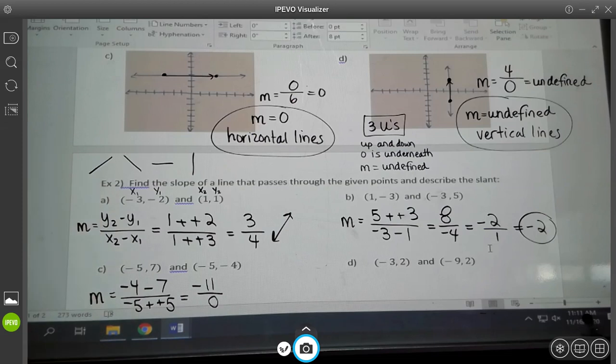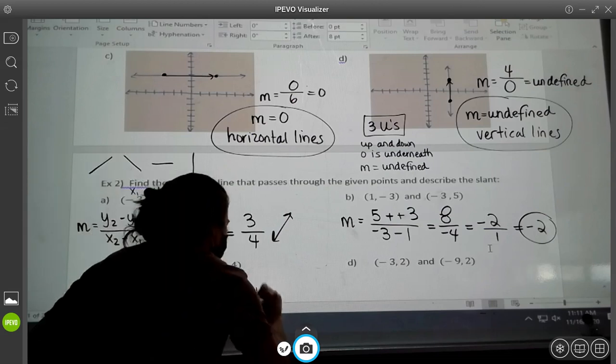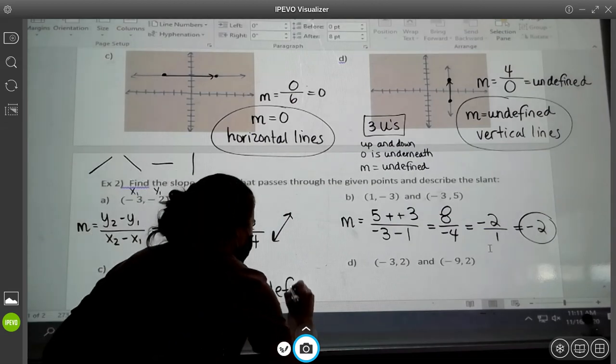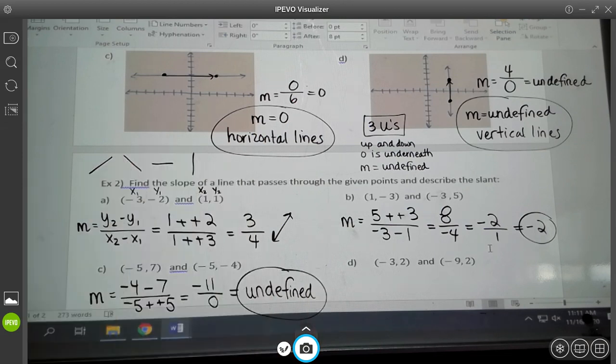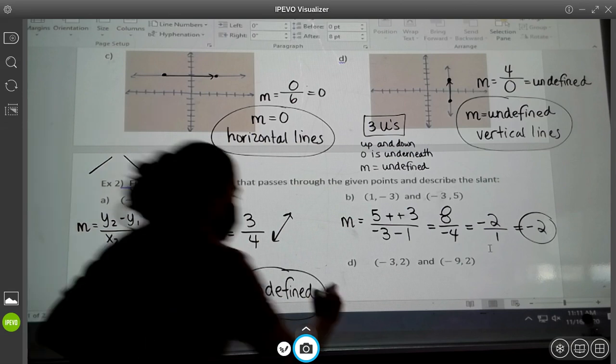Guys, what do we call that in math when we try and divide by 0? When the 0 is underneath, the slope is undefined. So the answer has to be the word undefined. Does anybody know what kind of line it is if it's undefined? Up and down, vertical.